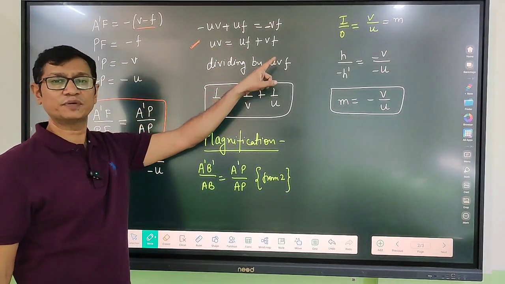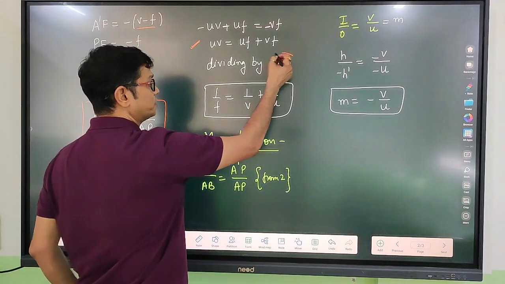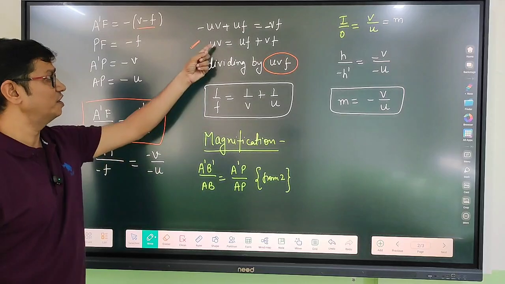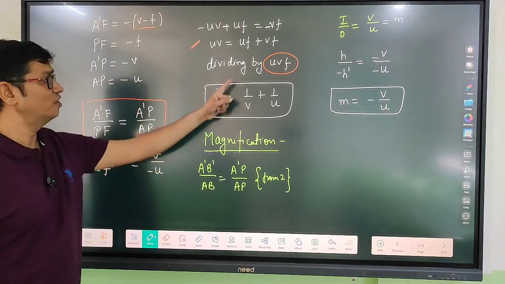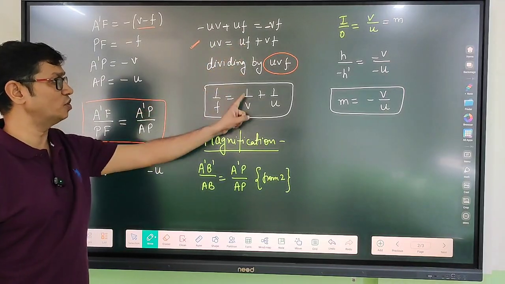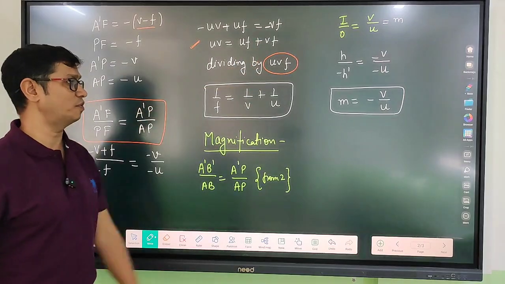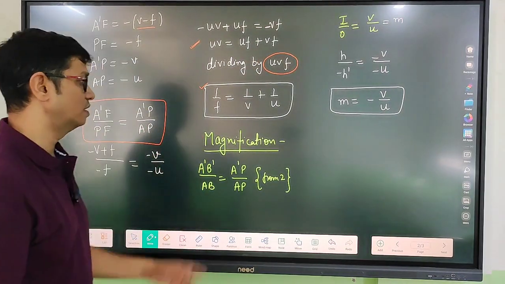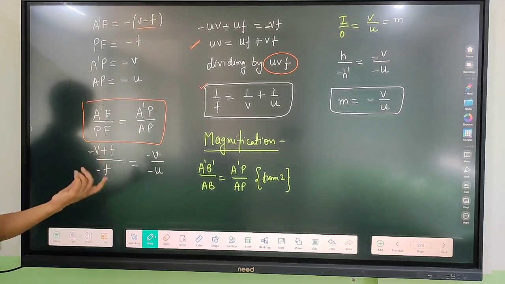Now you divide this equation by UVF together, and you will get this derivation. Here you will have 1 upon F. Here UF and UF will go, here 1 upon V, and this will be 1 upon U. So this is the famous mirror equation that you have been using so far. Okay.